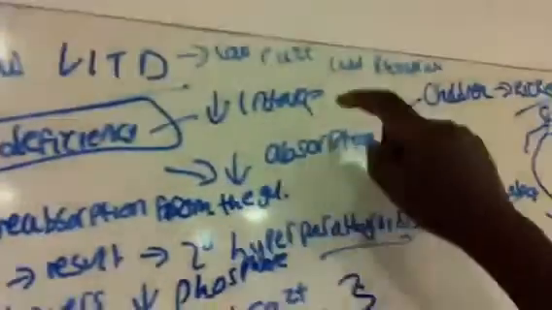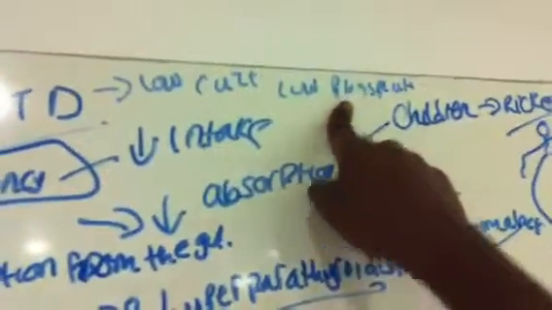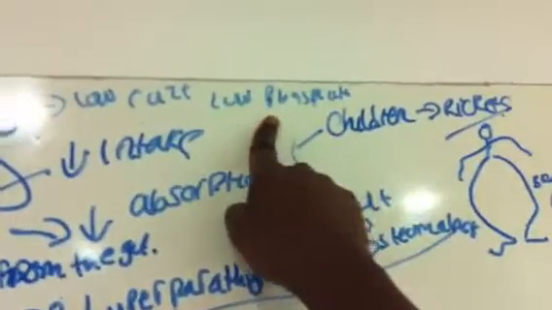So low vitamin D will cause low calcium, low phosphate. Vitamin D normally causes calcium and phosphate absorption in the gut. So if you don't have vitamin D, you're not going to absorb any calcium or any phosphate, so you'll have both low.